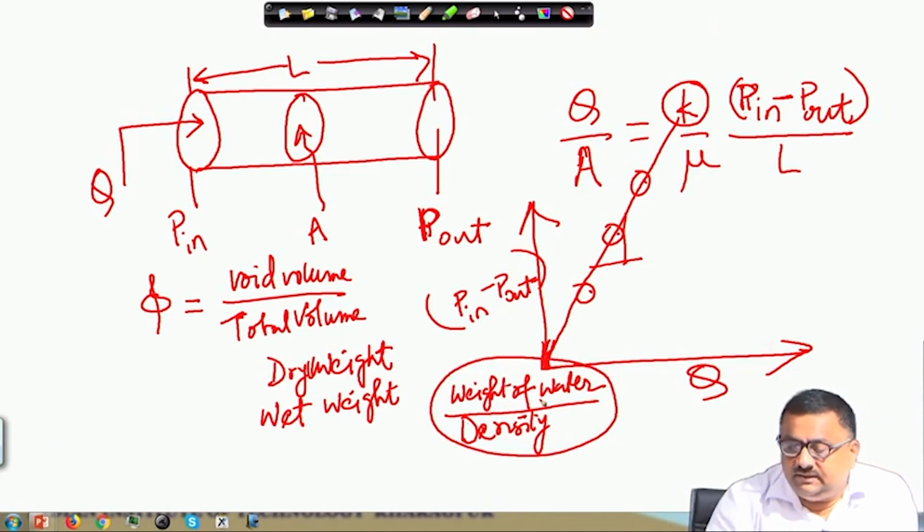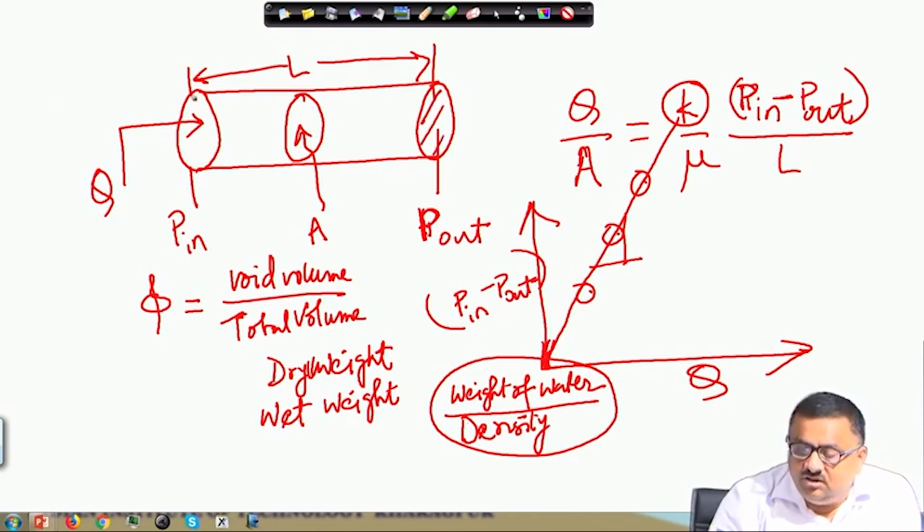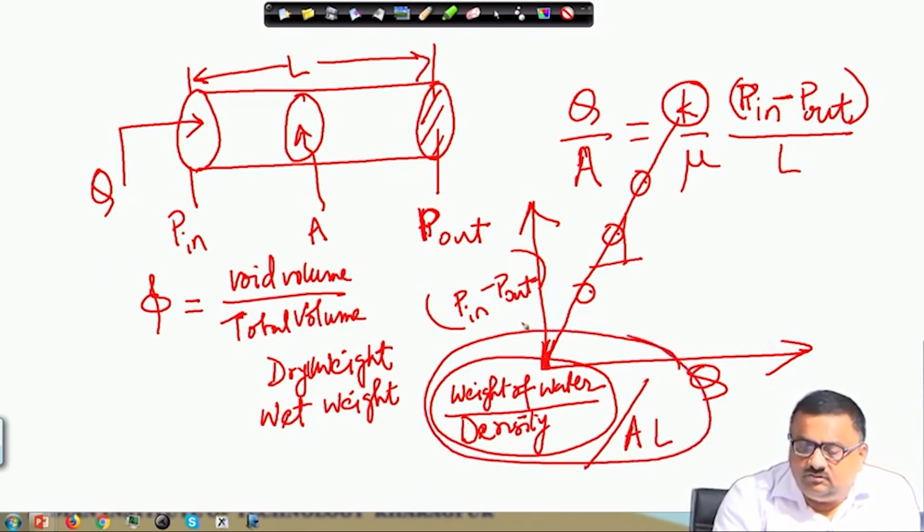And then you know the total volume by looking at this. I mean, you know this is the area, this is the length. So, length into area is the volume. Once you have the volume of void, divided by A into L, which is the total volume, this gives you the porosity. So, this is one quick gravimetric way of measuring porosity. There are many other ways to measure porosity.